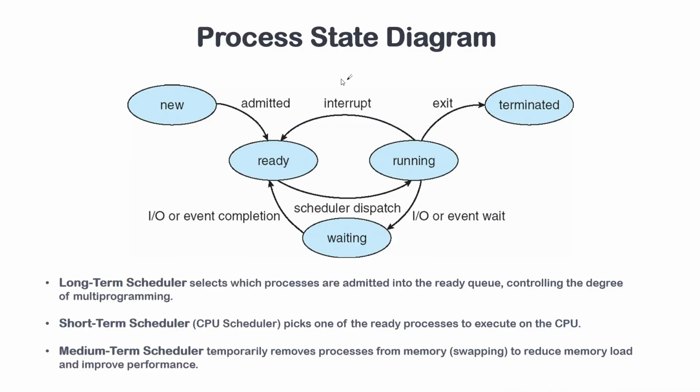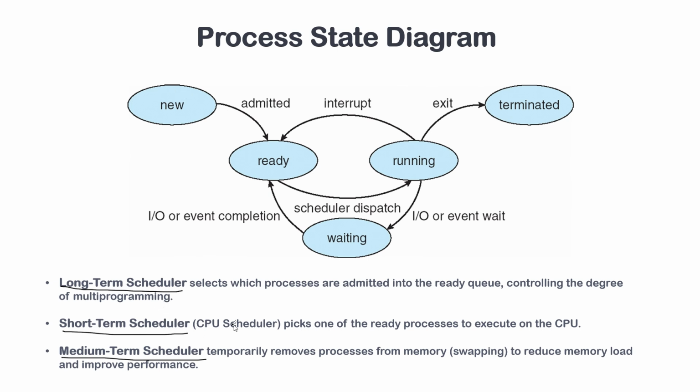So now we are on the next slide, which is the process state diagram. Now we will see in a very short way what these three types of schedulers do: long-term scheduler, short-term scheduler, and medium-term scheduler. Long-term schedulers select the processes which are admitted into the ready queue, controlling the degree of multiprogramming. Long-term schedulers put the jobs from new state to ready state.